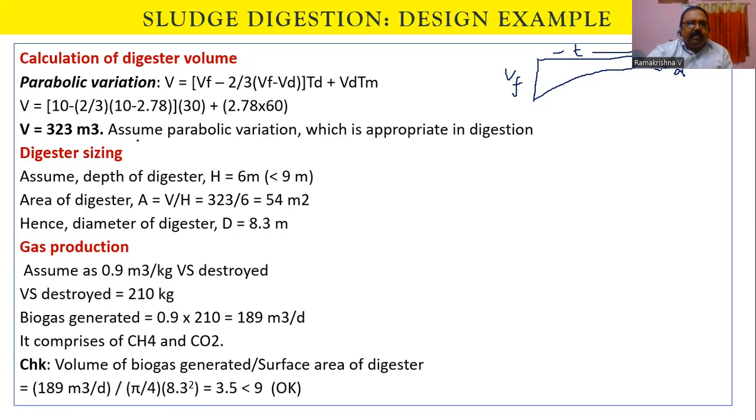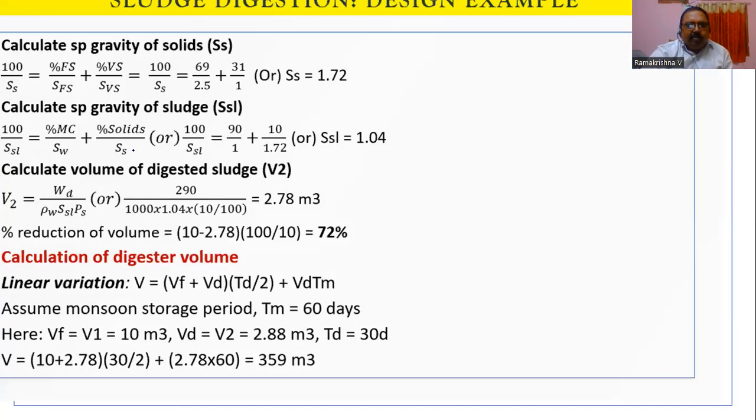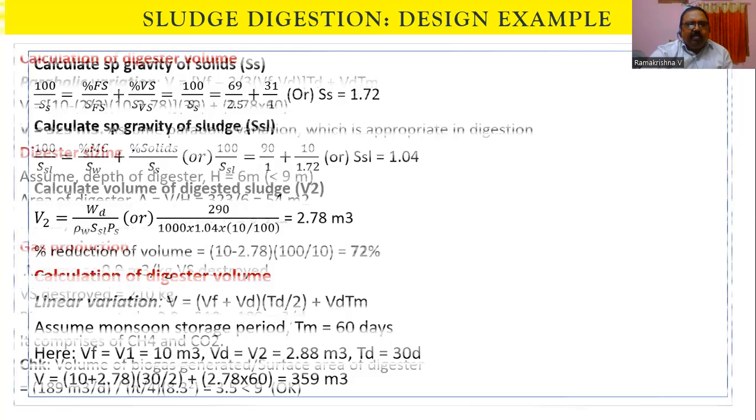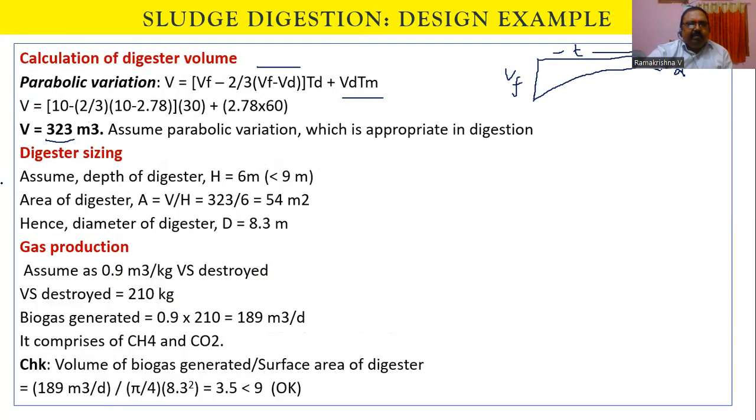So for this, we are having the formula V is equal to Vf minus 2 by 3 (Vf minus Vd) into Td plus Vd into Tm. This is the monsoon storage and this is the volume required for sludge digestion. Substituting all these values, we obtain 323 meter cube. So here, compared to the previous value of 359, now it is 323.